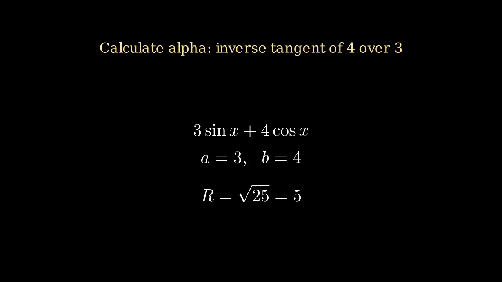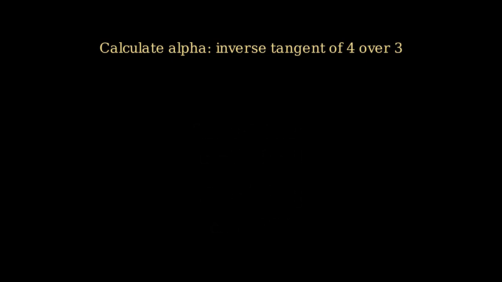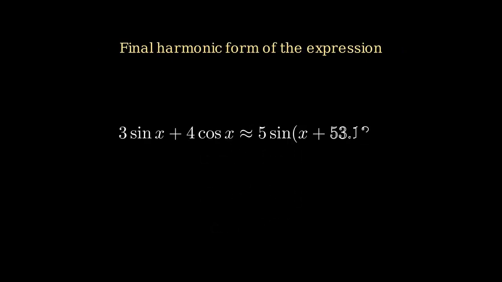Next, we calculate alpha. Alpha equals inverse tangent of 4 divided by 3. Working this out gives alpha is approximately 53.13 degrees. Now we write the final harmonic form. 3 sine x plus 4 cosine x equals approximately 5 sine of the quantity x plus 53.13 degrees.